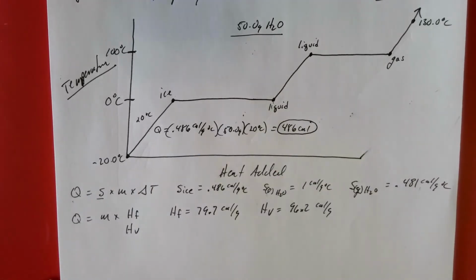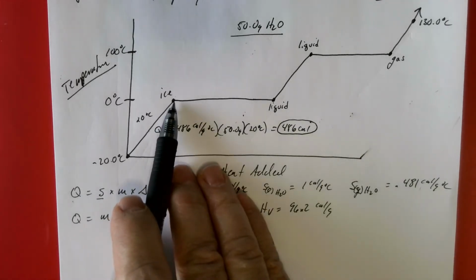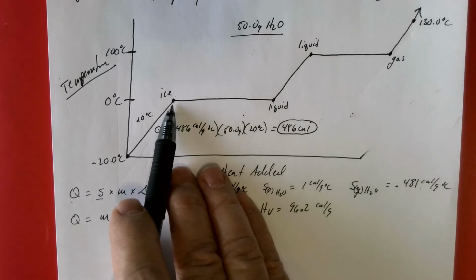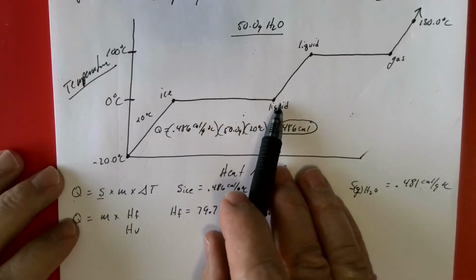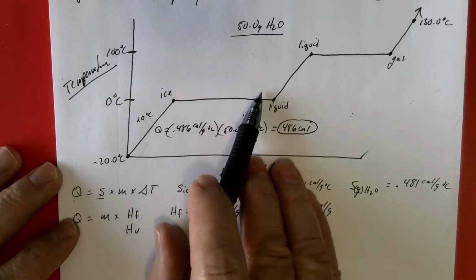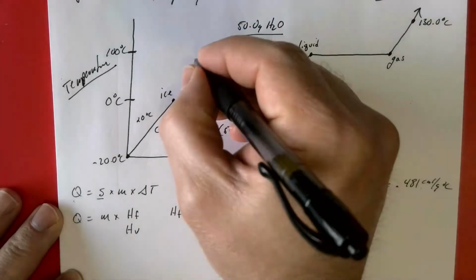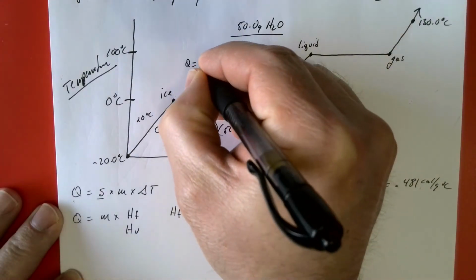Okay, now I'm ice at 0. So now I'm going to take that ice that's at 0 degrees and convert it to liquid at 0 degrees still. This is flat because there's no delta T. If there's no delta T, I now know I'm going to use a different equation. So which one am I going to use? I'm going to use Q equals M times what?